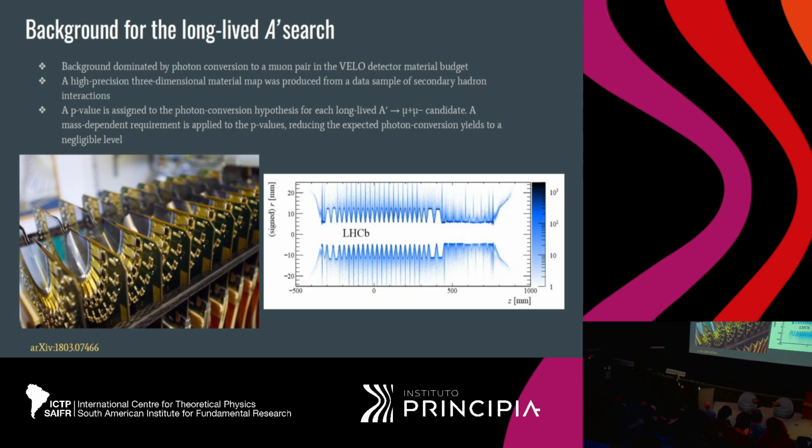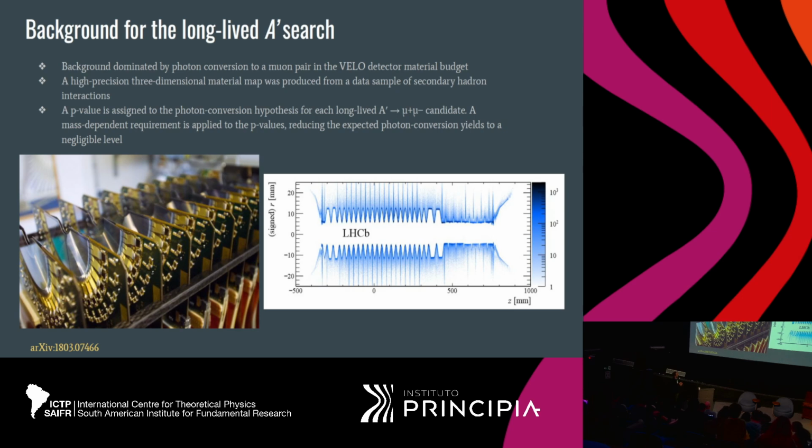This is a very complicated background to treat, and the strategy that LHCb adopted to reduce it to being negligible is very interesting, because what they did was basically to build a three-dimensional map of the material budget of the inner part of the tracking detector. And they did it using other data sets, where they selected the hadrons produced inside this detector. So reconstructing the vertices of the origin of these hadrons, they were able to understand where they were produced, and therefore to map in a 3D scan the material budget of the Velo detector.